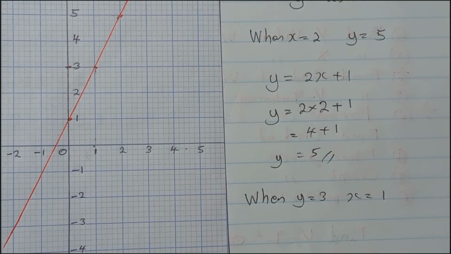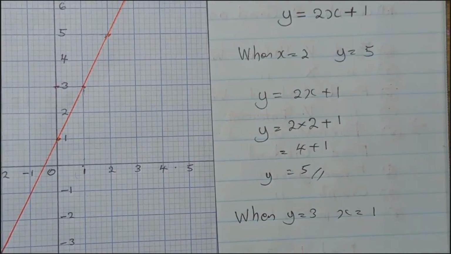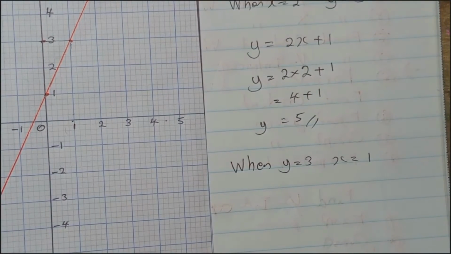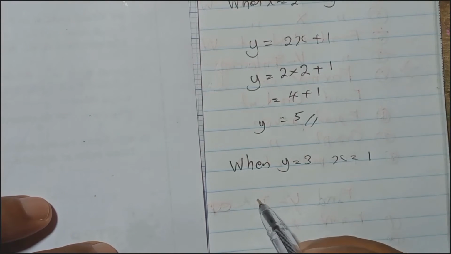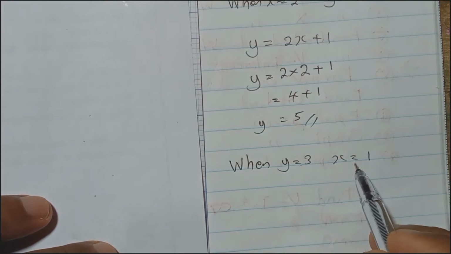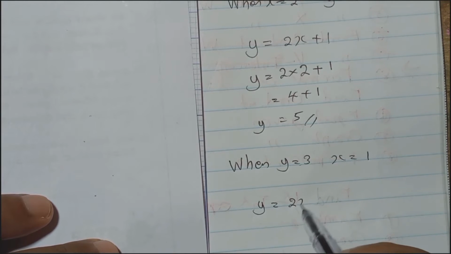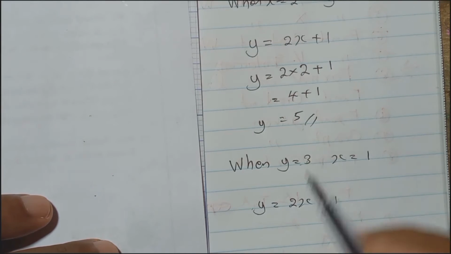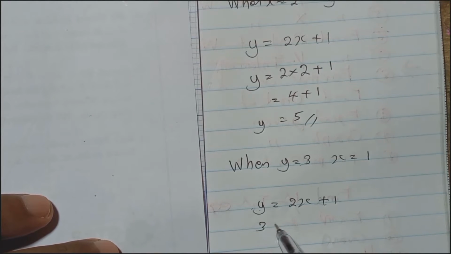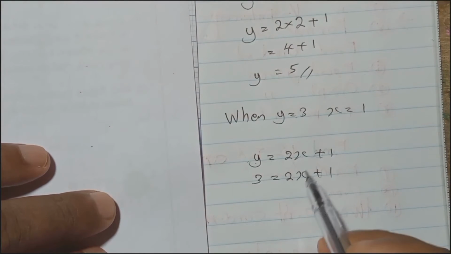Okay, let's find the same answer using the equation. Now I will write the equation here. Think we have no graph now. We need to find the x value when y equals 3. So we write the equation again: y equals 2x plus 1. At this time they give the y value, so you have to substitute 3 for y: 3 equals 2x plus 1. Now you have to solve this and you can get the x value.